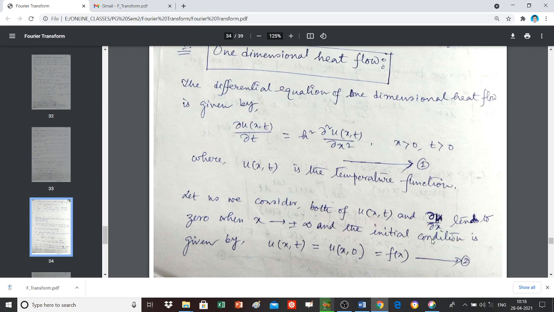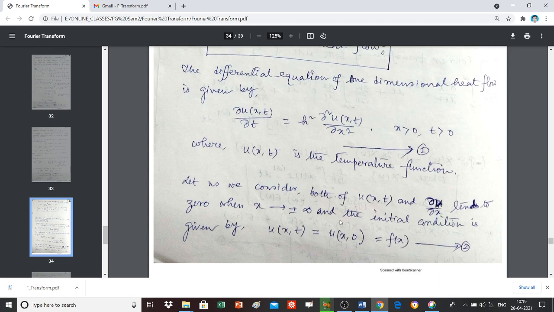Another condition imposed on this problem is u(x,t) when t is equal to 0, then this is exclusively a function of x, and that is f(x). So two conditions are here. Number one, when x tends to plus or minus infinity, then u(x,t) as well as del u by del x both become 0. And number two, when t is equal to 0, u(x,0) is a function of x only.